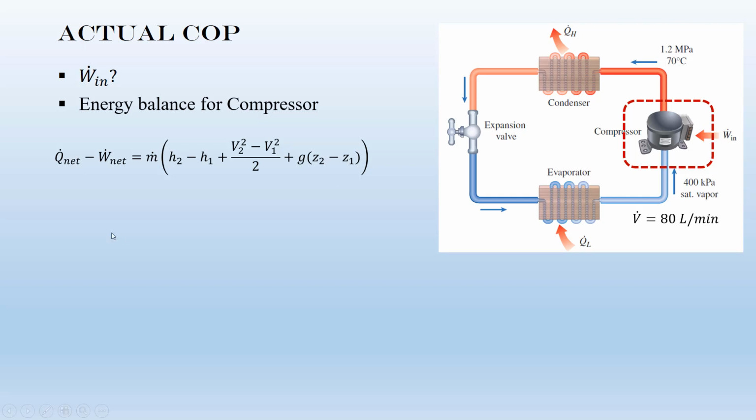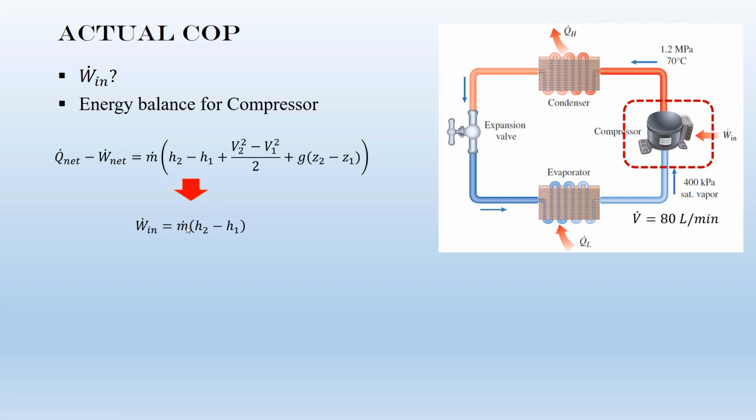Okay, look guys, we don't have any information for the Q dot net. So you can assume that this is an adiabatic compressor, and then we can cancel the Q dot net. You can cancel the velocities and also the elevation difference, and then based on this available information, you can write W dot in equals M dot times H2 minus H1. So to calculate the W dot in, you need to find the enthalpy for the fluid into the compressor, the exit enthalpy, and also M dot.